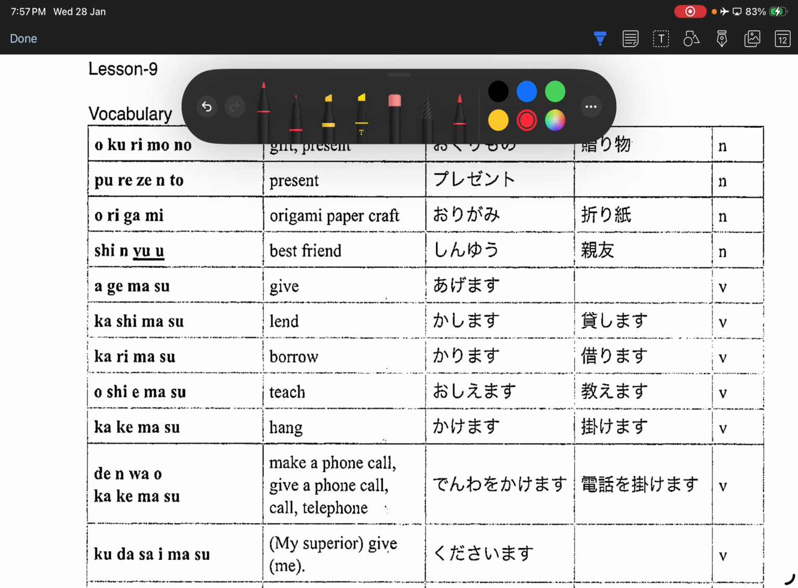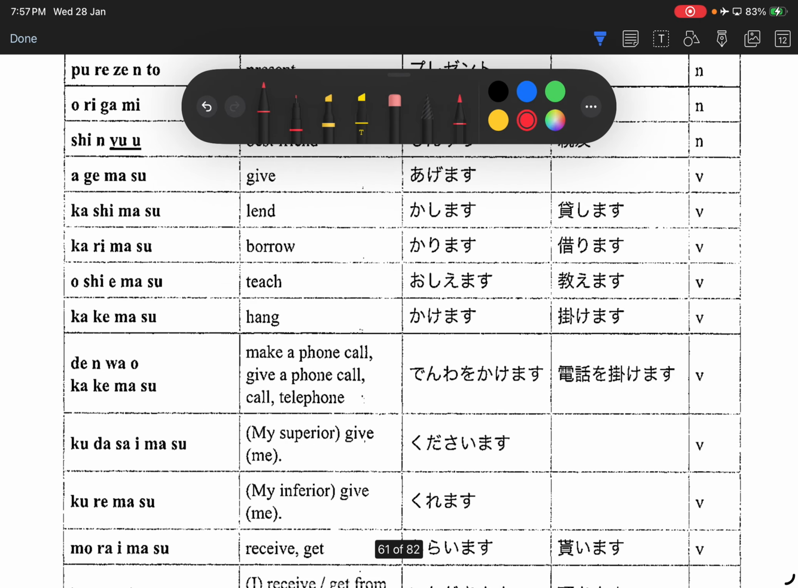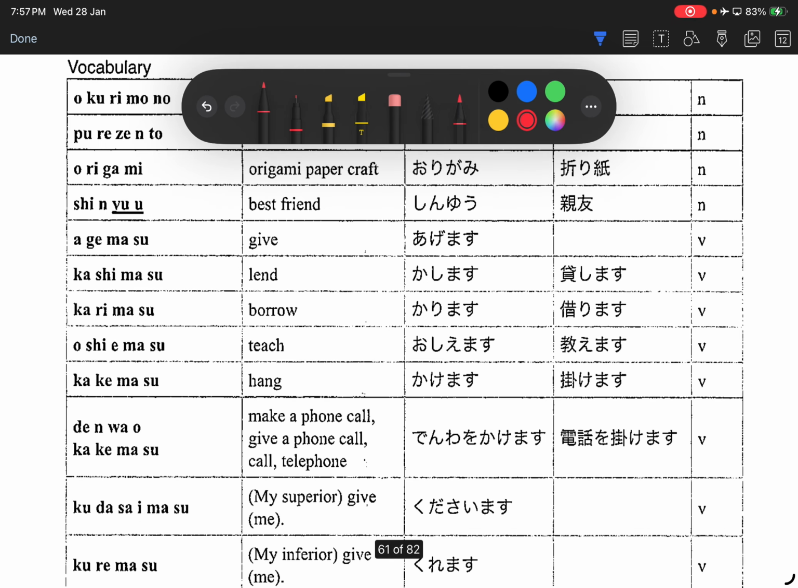Thank you. So all the verbs here, you realize they have a meaning of, for example from the first one, give to, lend to, borrow from, teach to, except hang, we talk about hang later again. Then, denwa o kakemasu, make a phone call to. There's this particle, like in English we need to add a to or a from behind all these words. So this is actually what we call giving and receiving. So we will talk about this today.